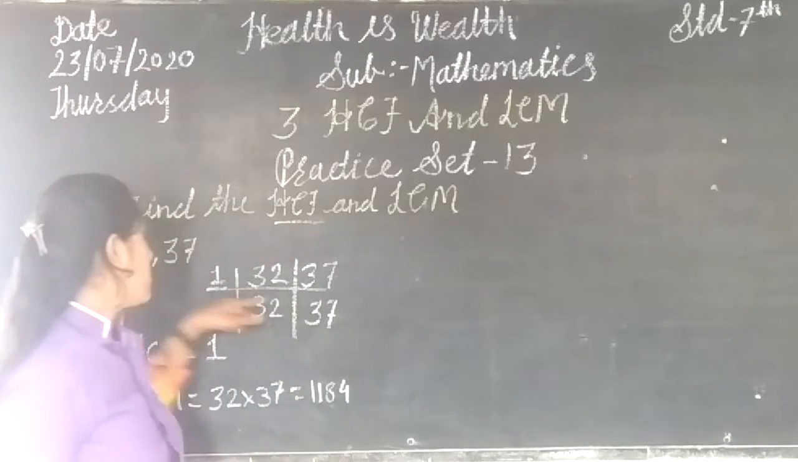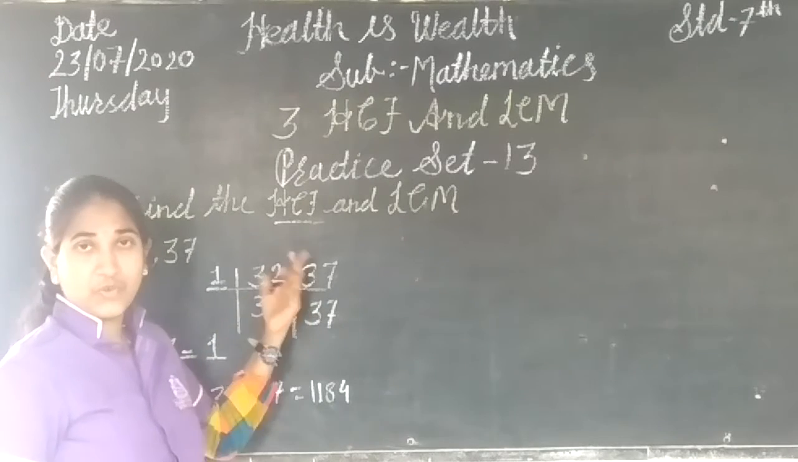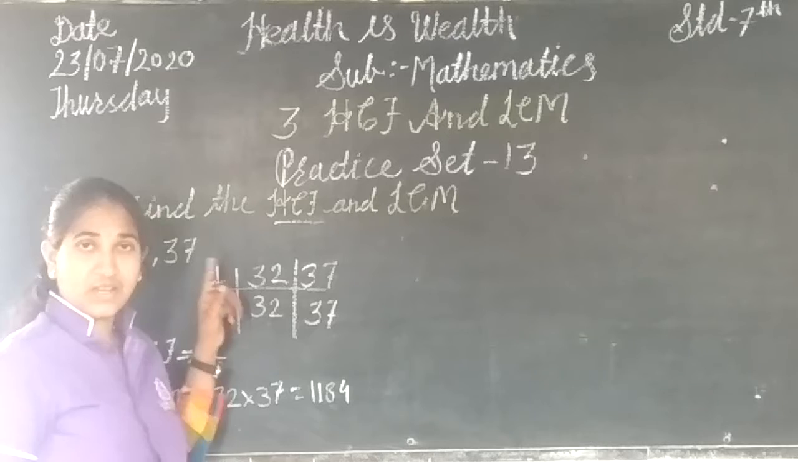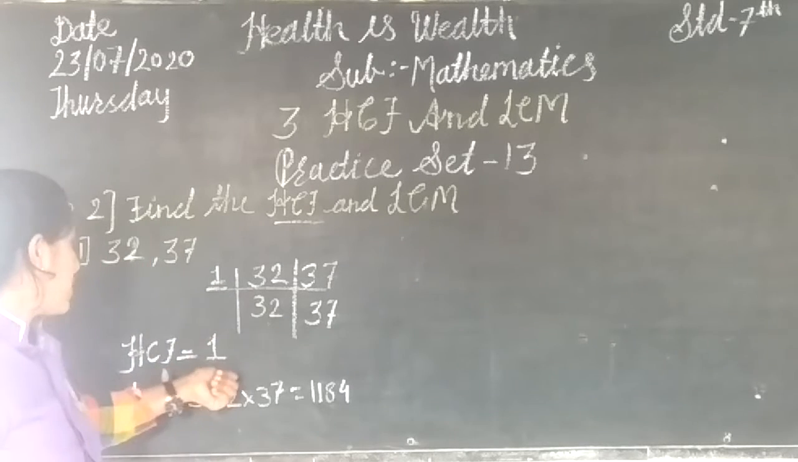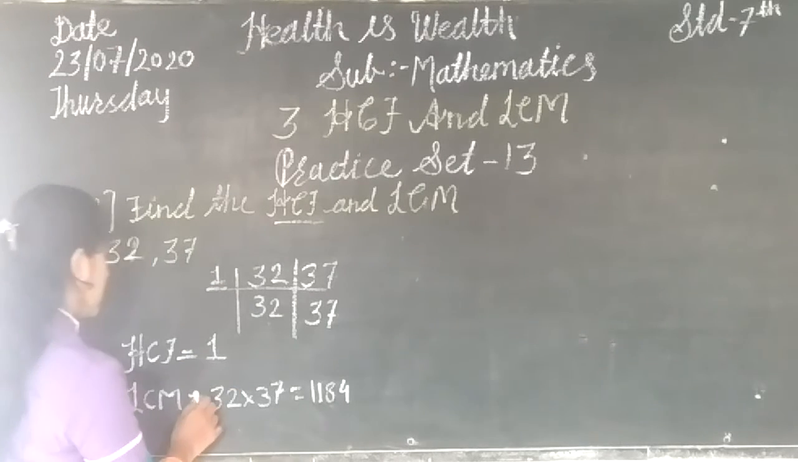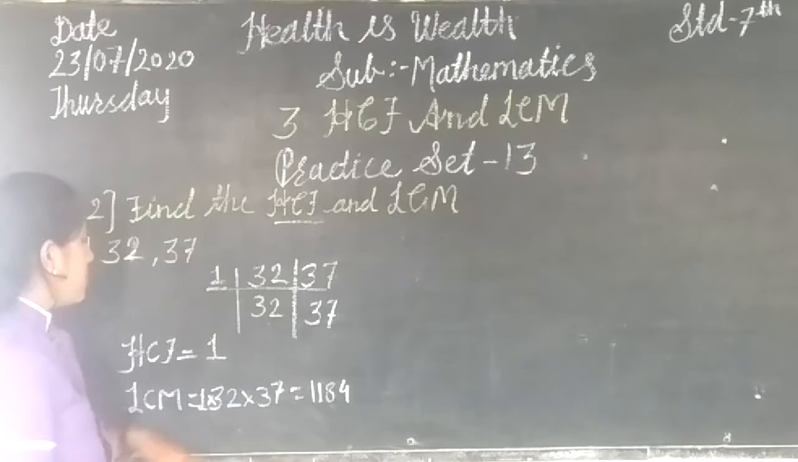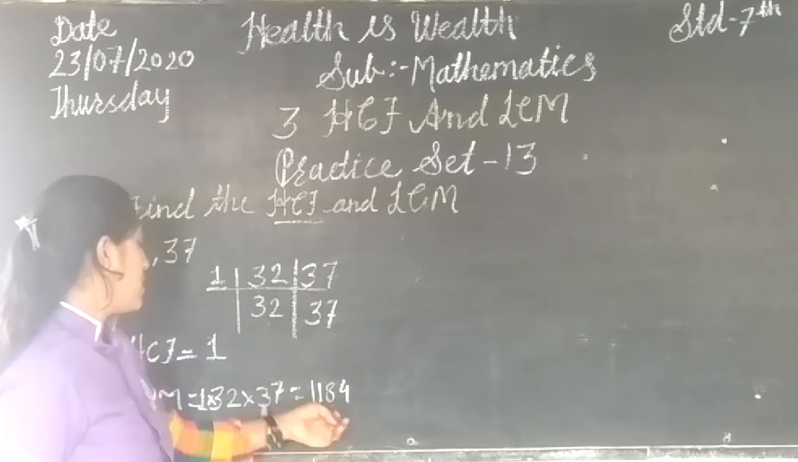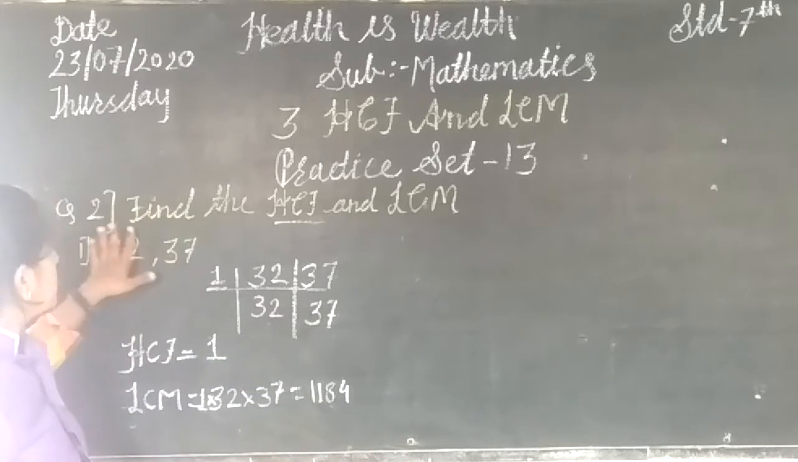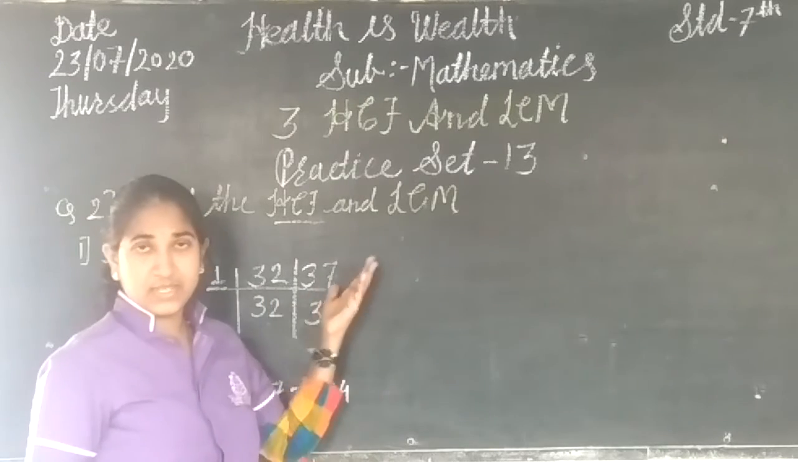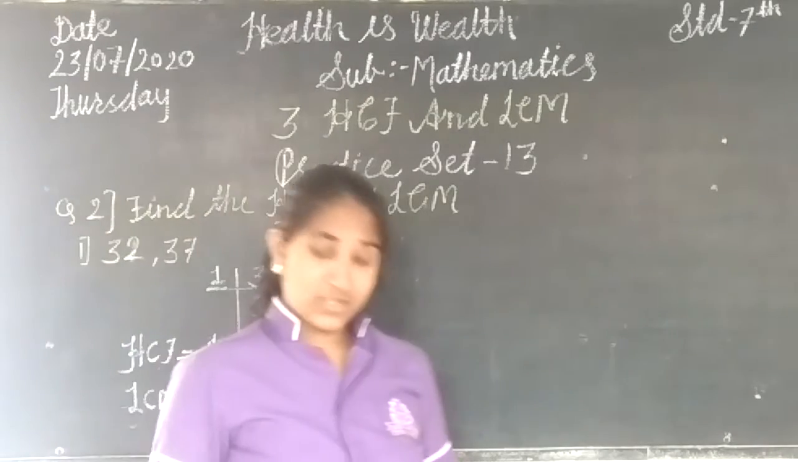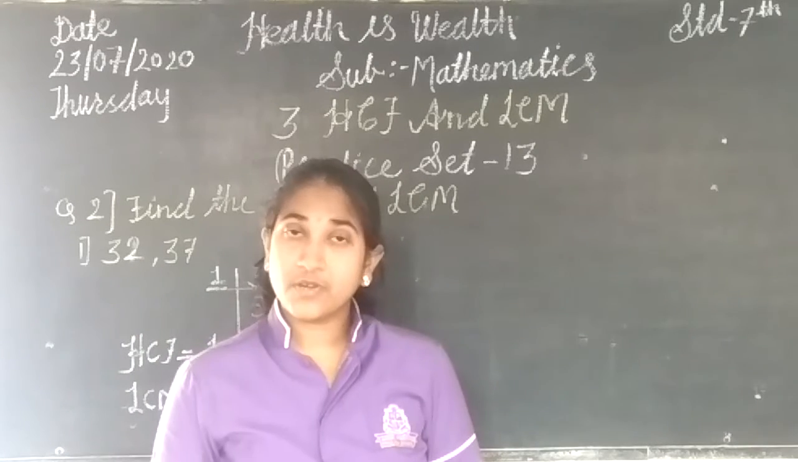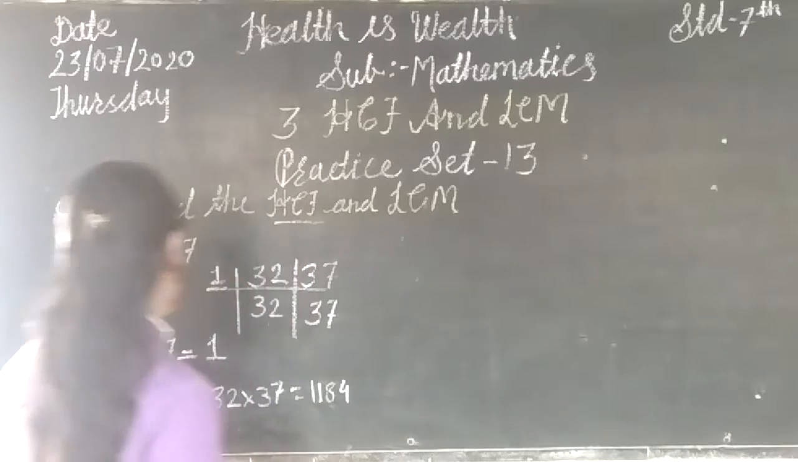We just have to find the common factors. There is no common factor, so we write the numbers as they are, and the only common factor is 1. So HCF is 1, and the remaining numbers give the LCM: 1 multiplied by 32 multiplied by 37. What answer do we get? 1184. That gives the answer to find the HCF and LCM. But next, the question asks us to verify that their product is equal to the product of the given two numbers.